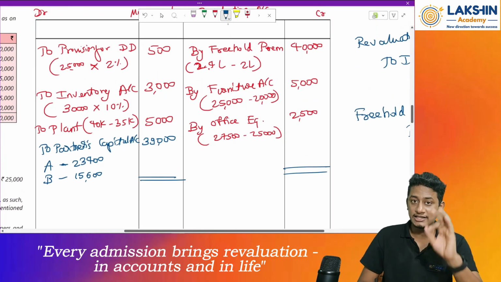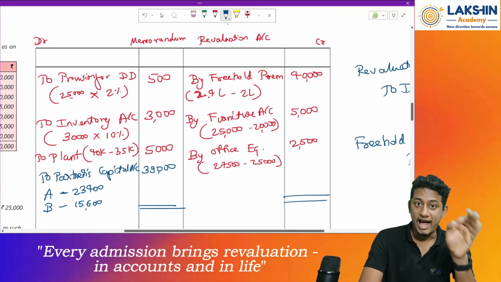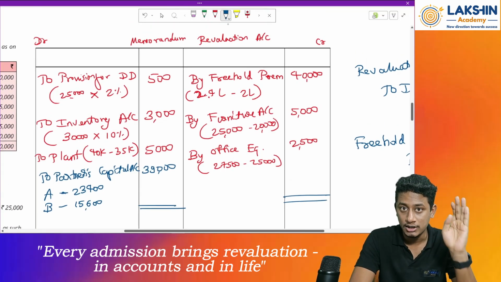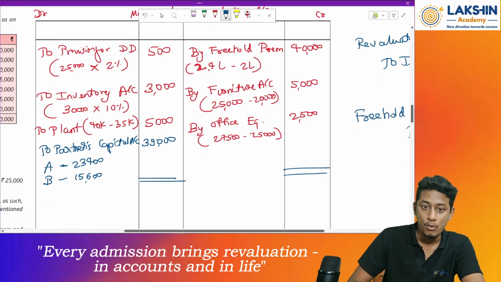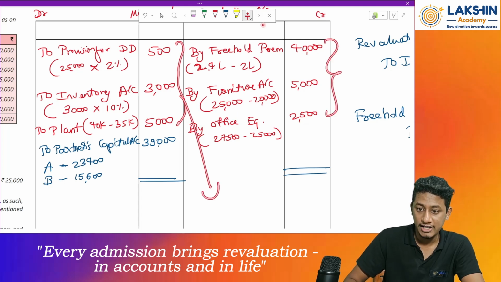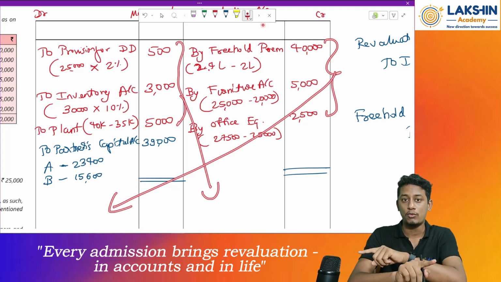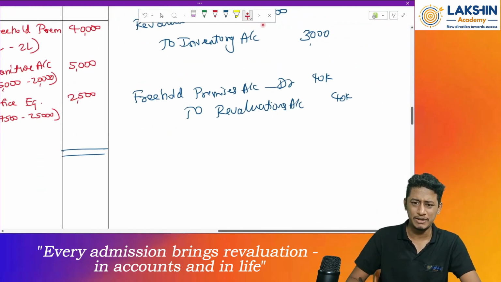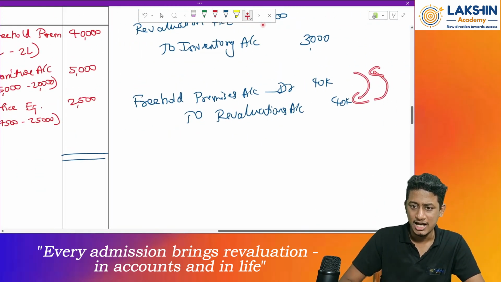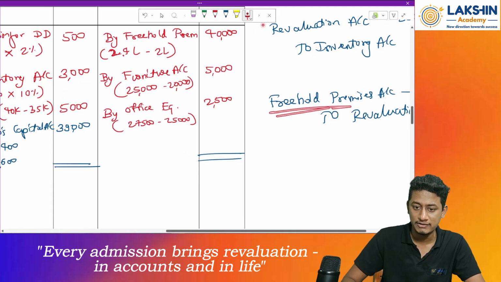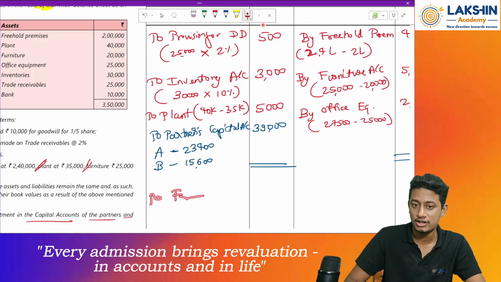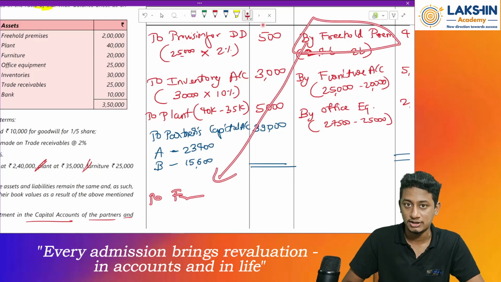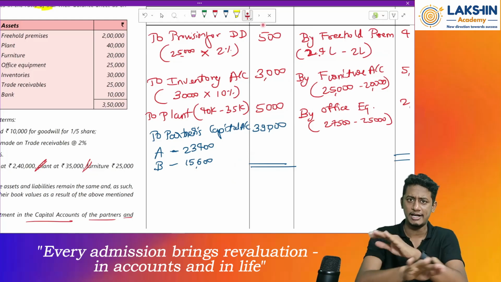Now what to do? Since they have told us that the value of the assets should remain the same, I will again reverse all these entries. Now how to reverse this? Whatever entries you have debited, all these entries you can credit now. Whatever entries were credited will be debited now. Clear? See, basically simple. That means freehold premises will be credited. Whatever entries I have passed before will be reversed. Ulta entry. That is it.